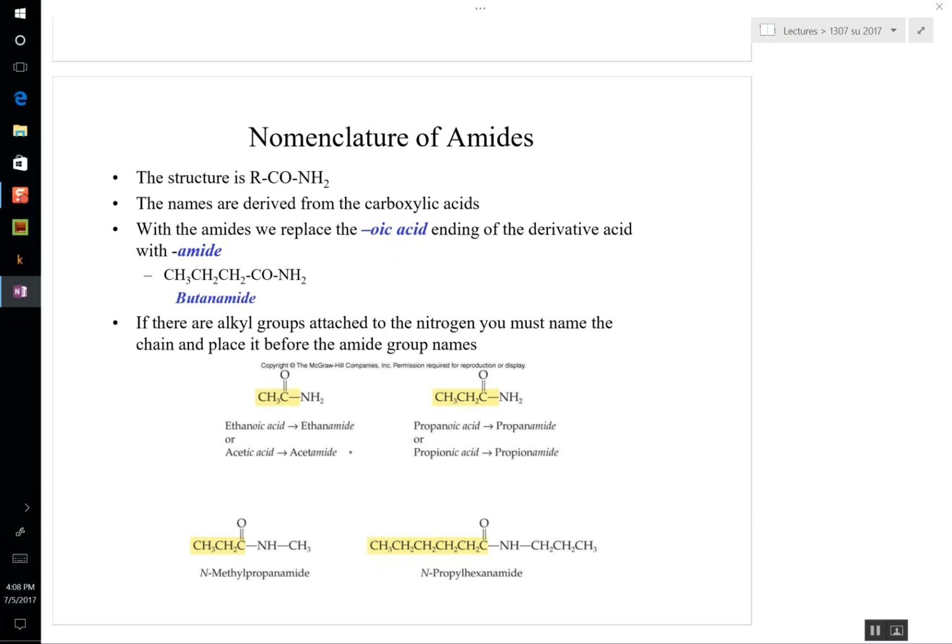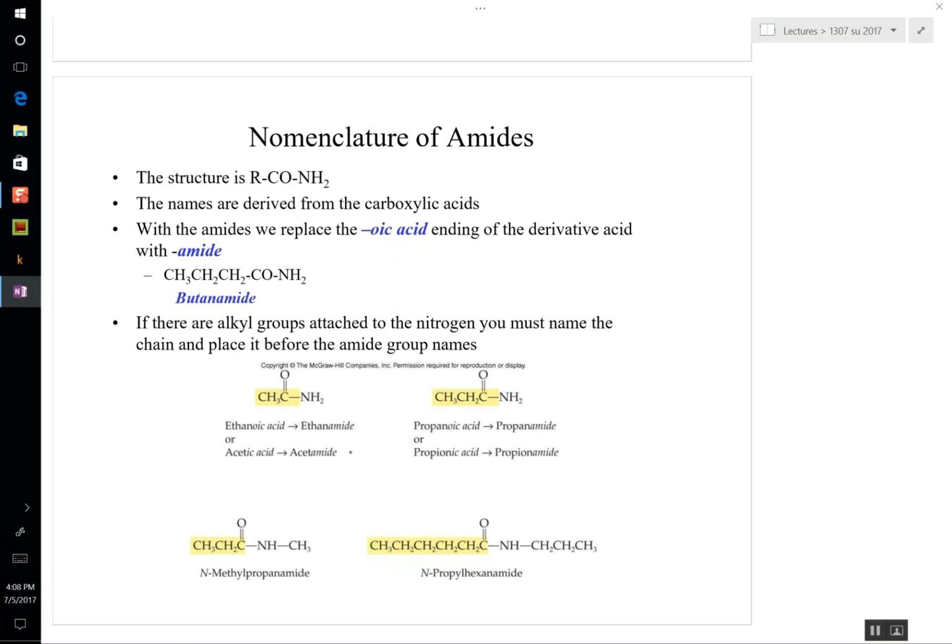So the longest chain is 2, so it's eth-. If this were a hydroxyl group, it would be ethanoic acid. But the hydroxyl has been replaced by an NH2 group, and that's your amide functional group, so it's ethanamide. Ethanamide.